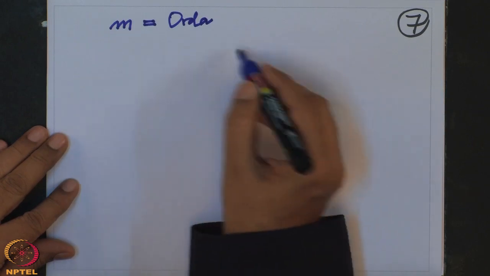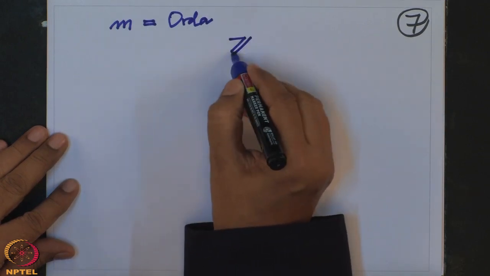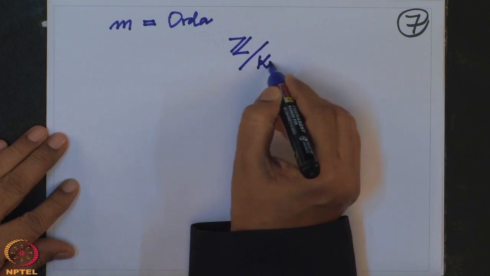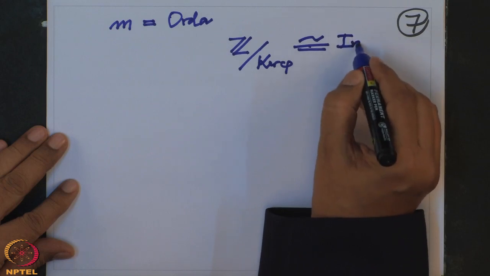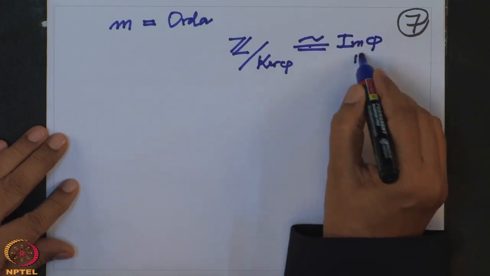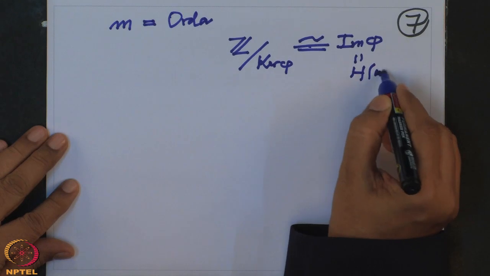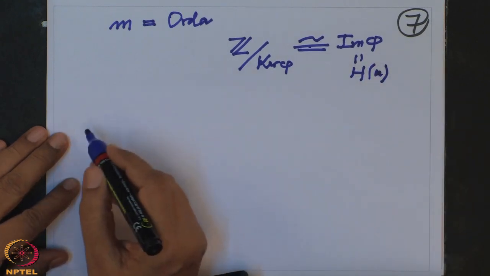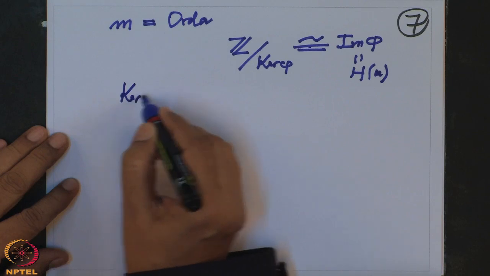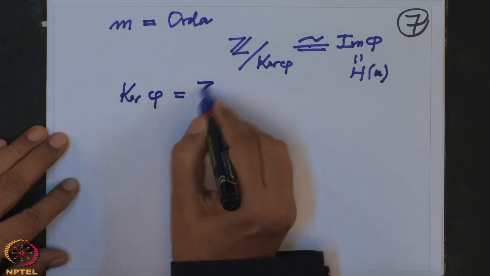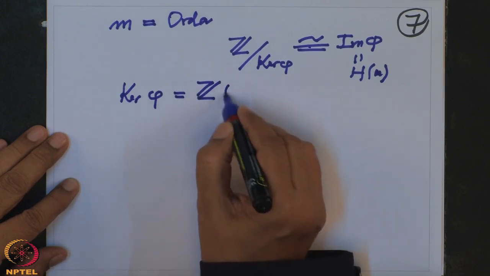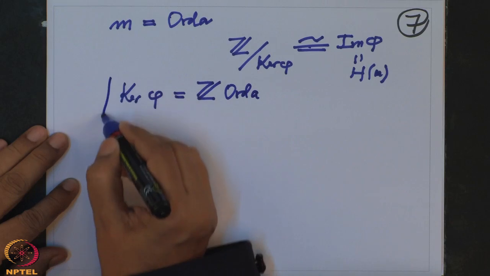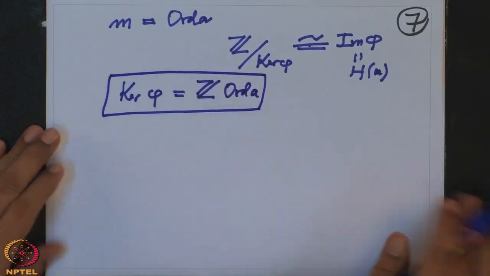And we know that if I take Z modulo the kernel, this quotient group is isomorphic to the image of phi, which is precisely H of A. So the kernel of phi is generated as a subgroup of Z by the order of A.